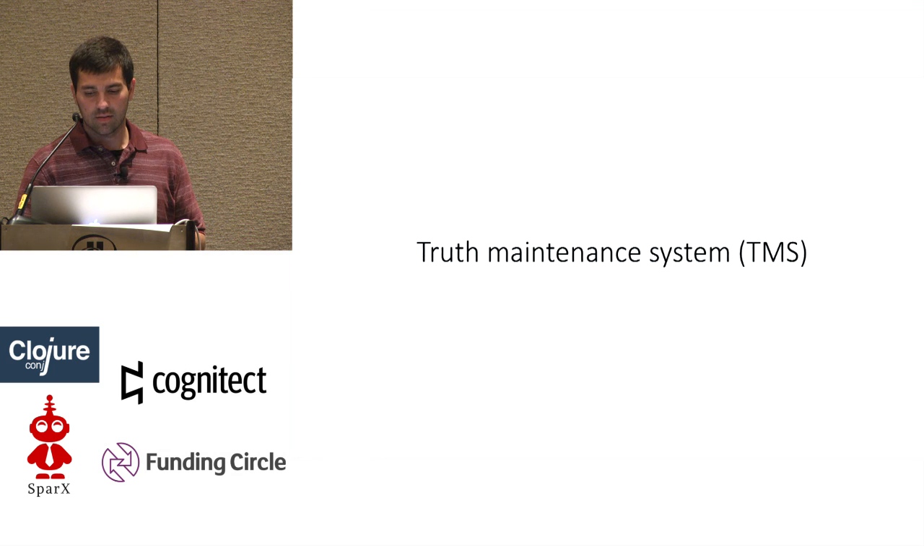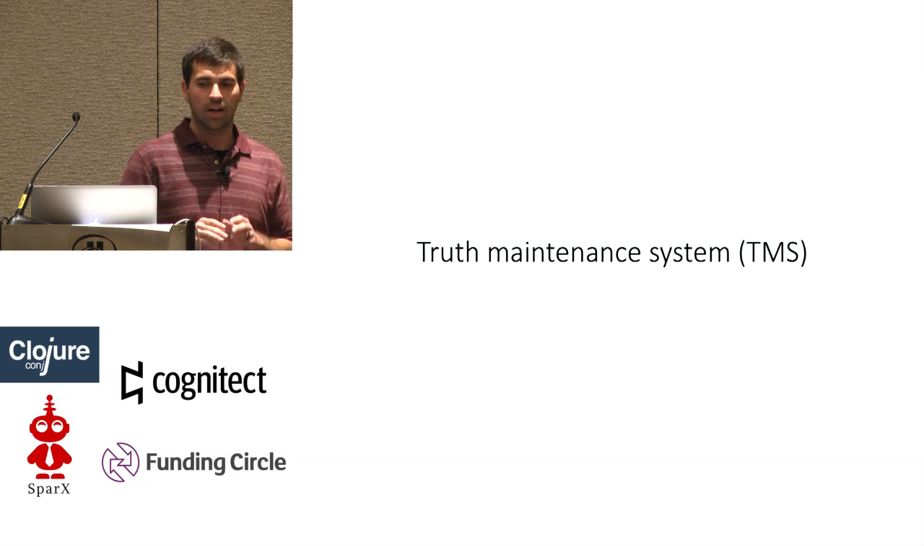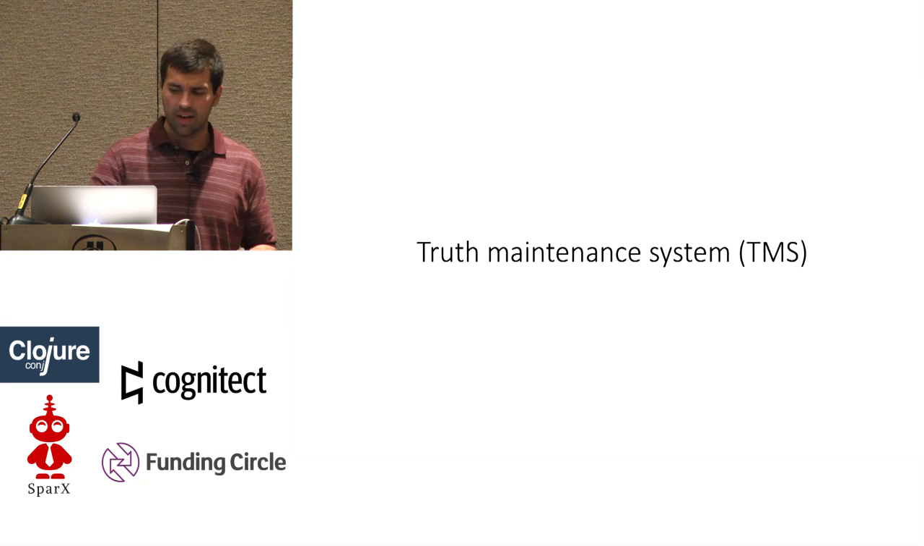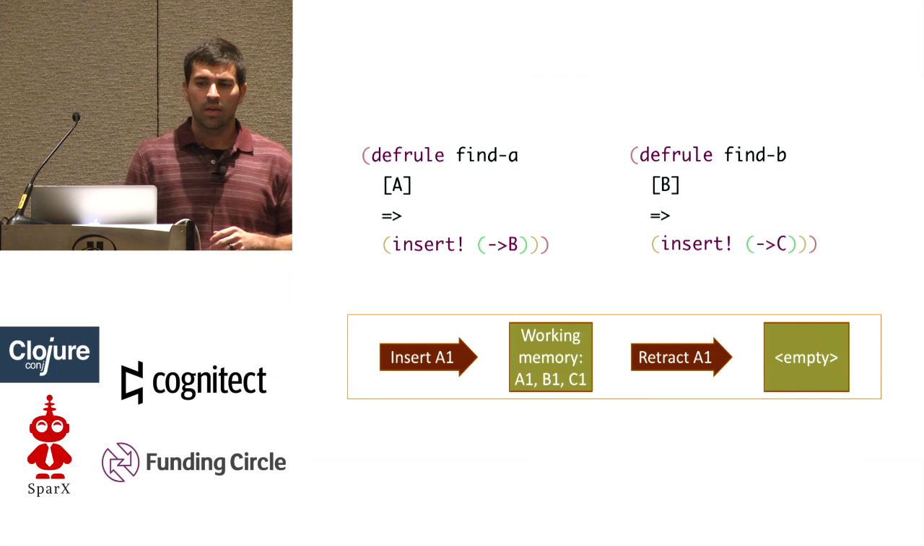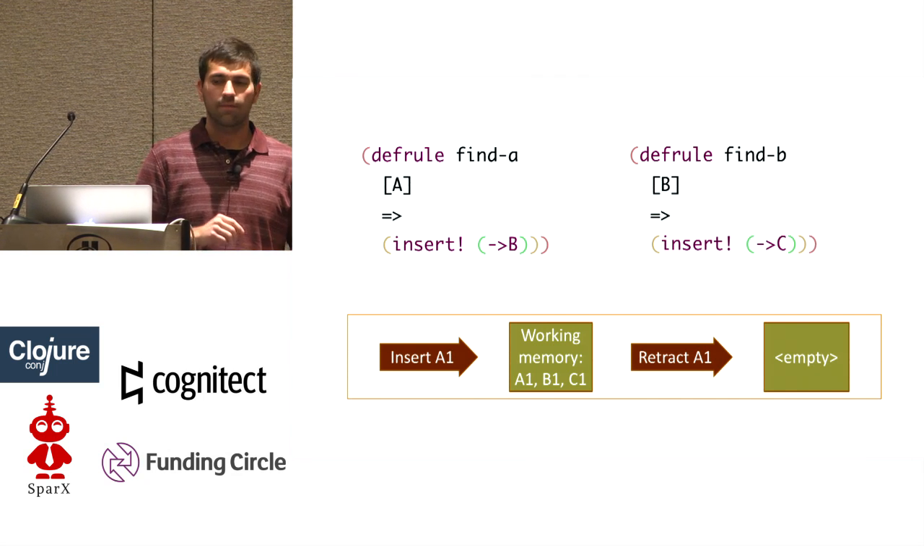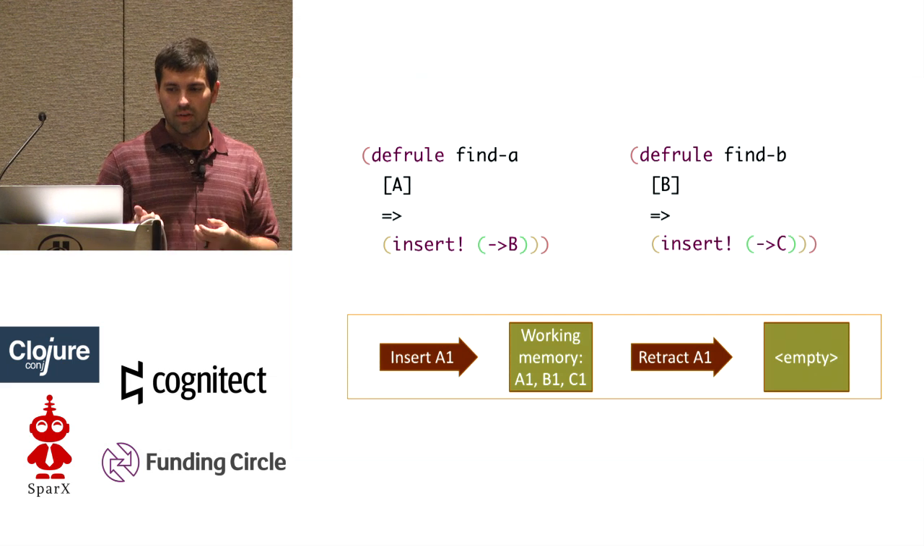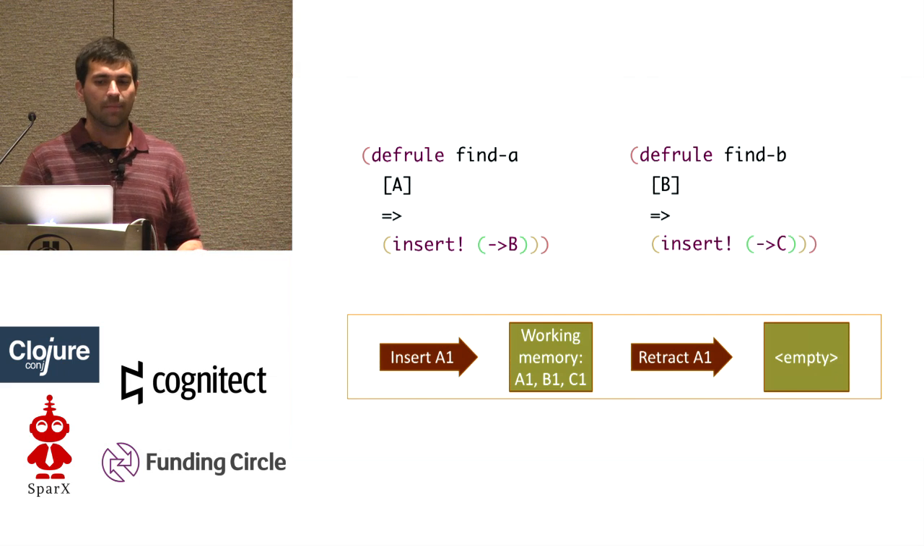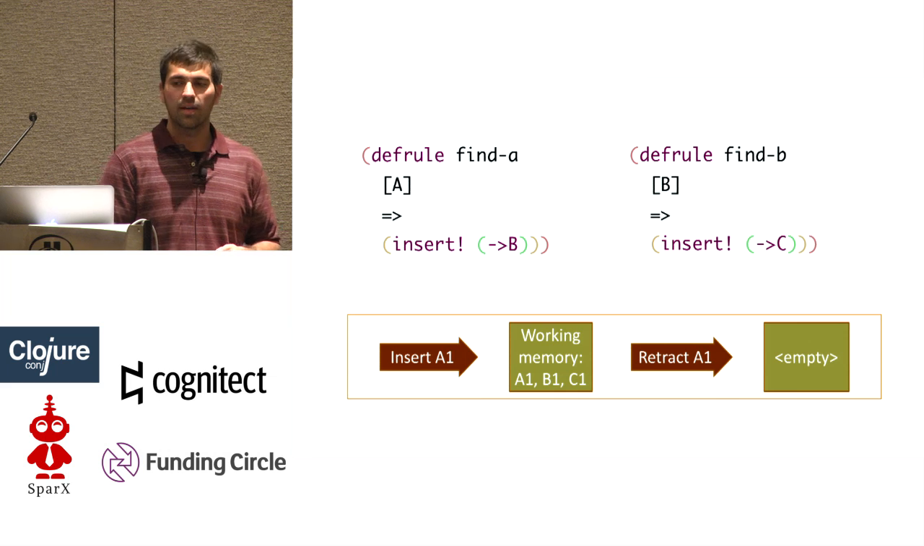So the last important feature of the rules engine that I want to talk about is what's called the truth maintenance system. I'm just going to explain what that is by looking at an example. There are two rules here: find A and find B. Find A is satisfied whenever we have a fact of type A, and when it fires, it inserts a fact of type B.